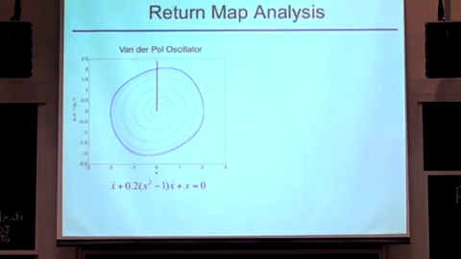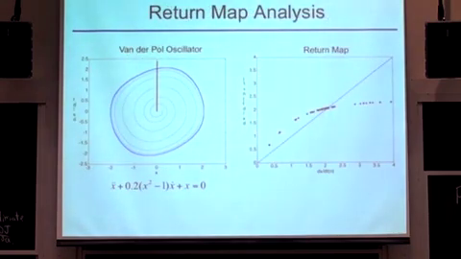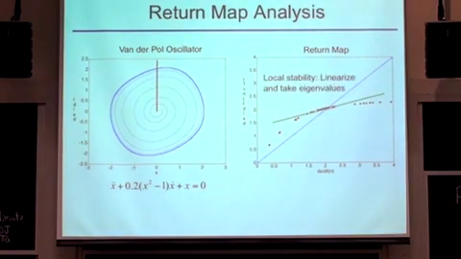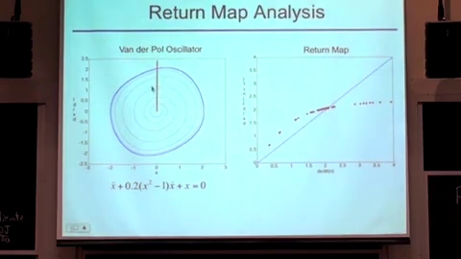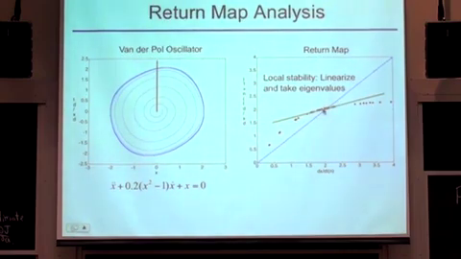You guys know about return maps. This is my picture of return maps from a long time ago. So this is the van der Waals oscillator. This is the return map here. The important point here, this is the samples and the return map. This is the velocity at the nth crossing versus the velocity at the n+1th crossing. The blue line is the line of slope 1. So it's stable, the van der Waals oscillator, because it's above the line here and below the line there. And you can evaluate local stability by linearizing and taking the eigenvalues. We've talked about these things.